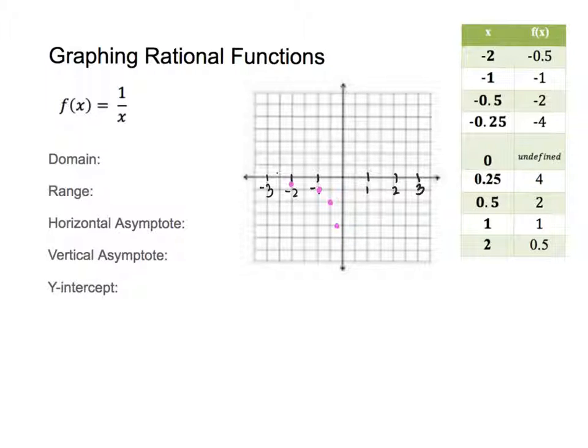And then next, I got 0. But 0 is undefined, so that means that I don't have to plot for 0. So nothing's going to show up on the graph. And then I have 0.5, 4. So 0.5 is right here and then up 4.